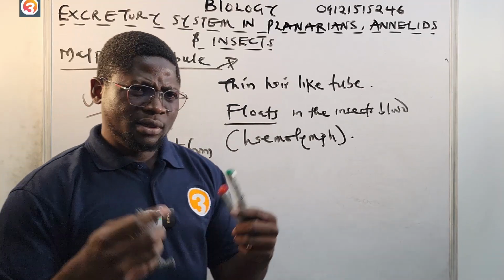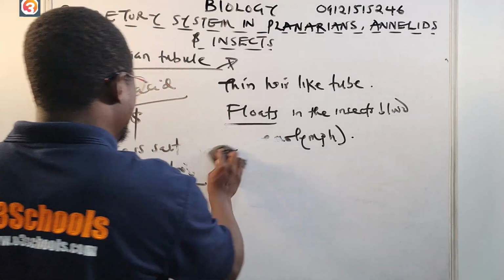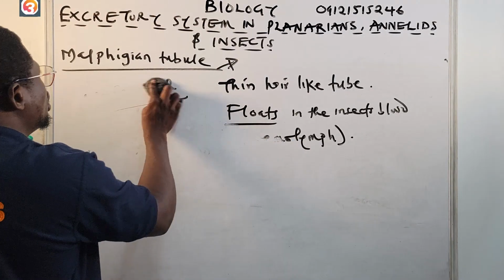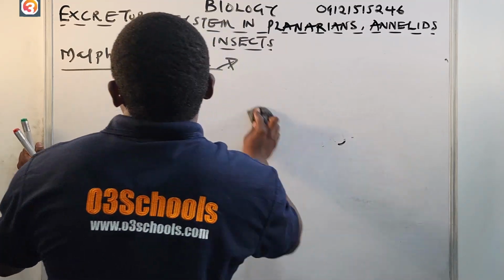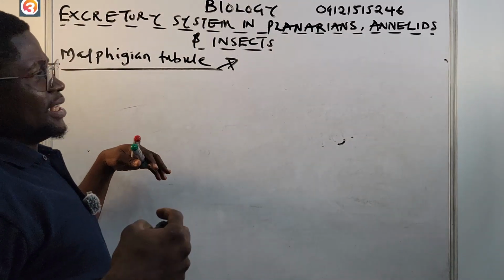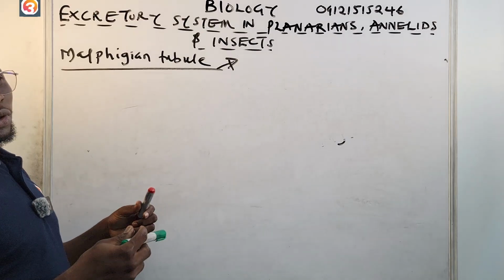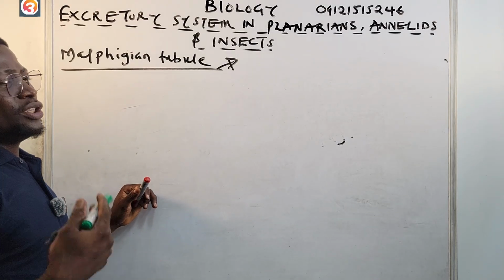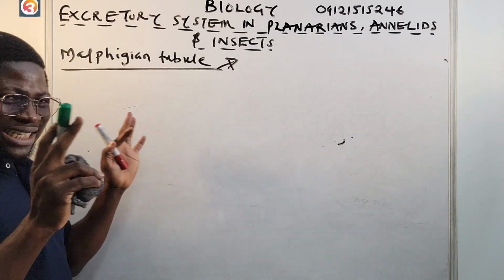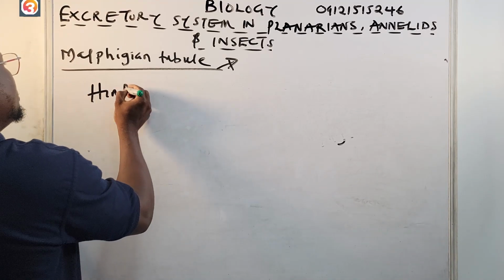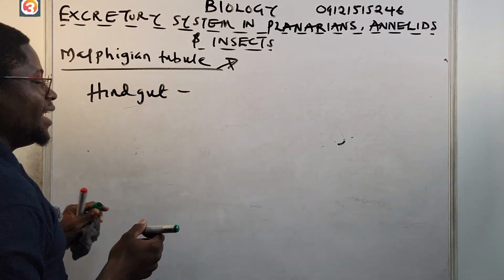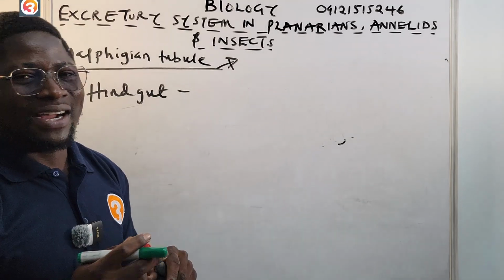So now, how does this system work? It begins with the Malpighian tubule. After it has absorbed nitrogenous waste like uric acid, it dumps it, or pushes it, to the hind gut, which is the next phase in the excretory system of an insect.